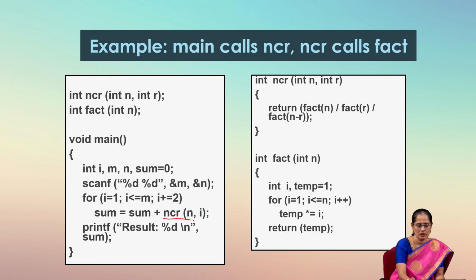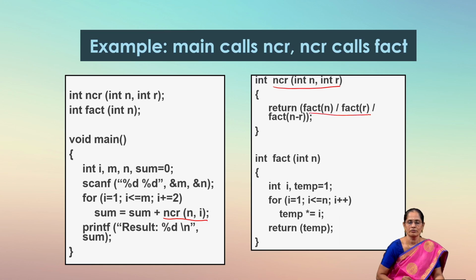Here we can see that the main function invokes NCR of n comma I, which passes two integer arguments. In NCR of int n comma int r, the value of n is copied onto n, and the value of I is copied onto r, because we go with the concept of passing the value from actual argument to the formal argument. So, it returns fact of n by fact of r.